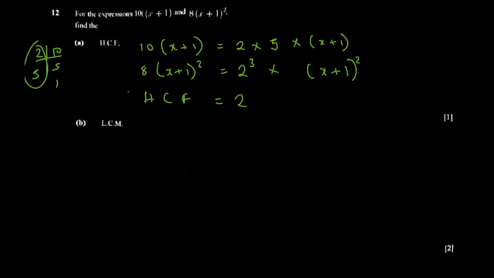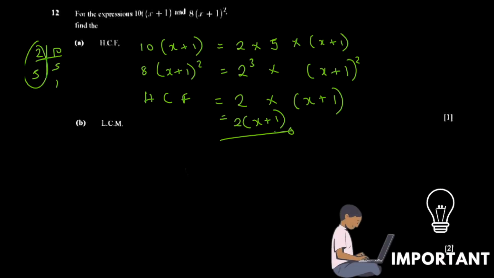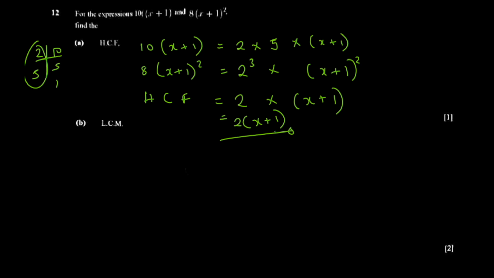Okay. So here 5 we're going to ignore because 5 is not common. Exactly. Then for this other one we're going to take x plus 1. Which power? 1 or 2? 1. Exactly. Because we take the lower power. Okay. That's it. So you get 2 times x plus 1 as your answer. Okay. So two rules. The first rule is take what's common in all the numbers. The second rule is take the lower power. For lowest common multiple, now it's different.